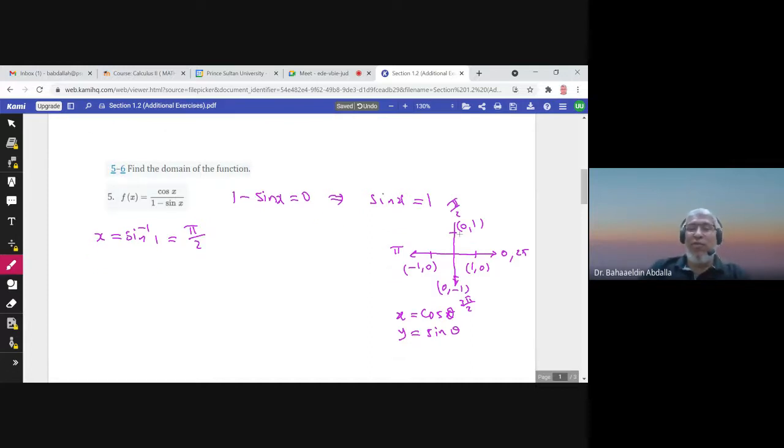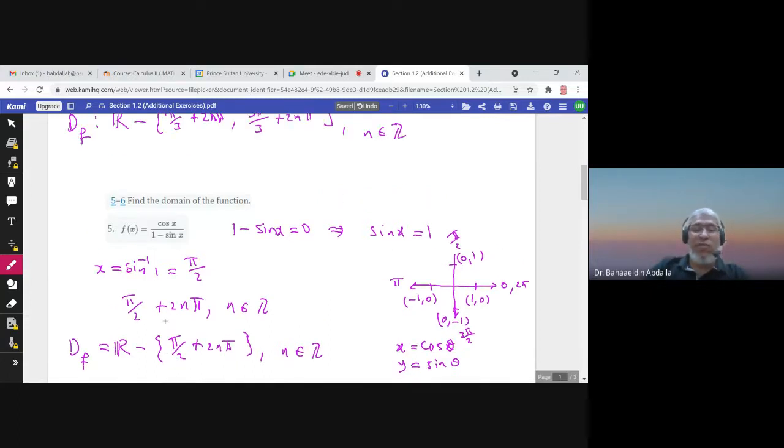Good. Now, since sine is periodic, if you add 2 pi to this angle, you will get another angle with sine equal to 1. So the solution of this equation is pi over 2 plus 2 n pi, and n is an integer. So what would be the domain of the function f? It would be all real numbers except these numbers, because these numbers will make sine 1 and then the denominator will be 0. So that's the solution of this problem.